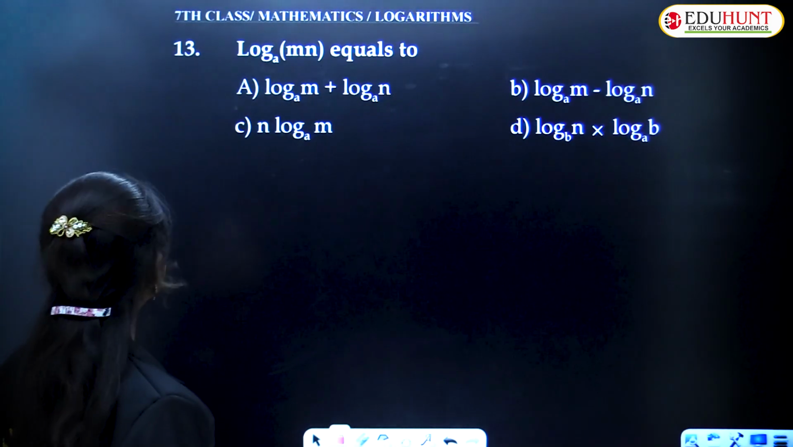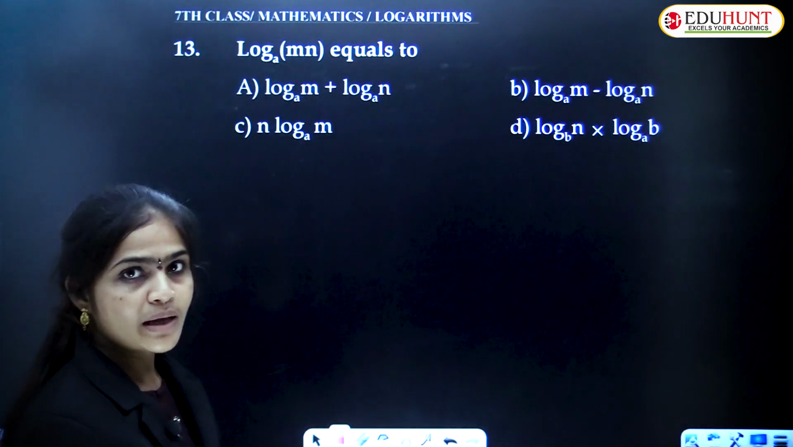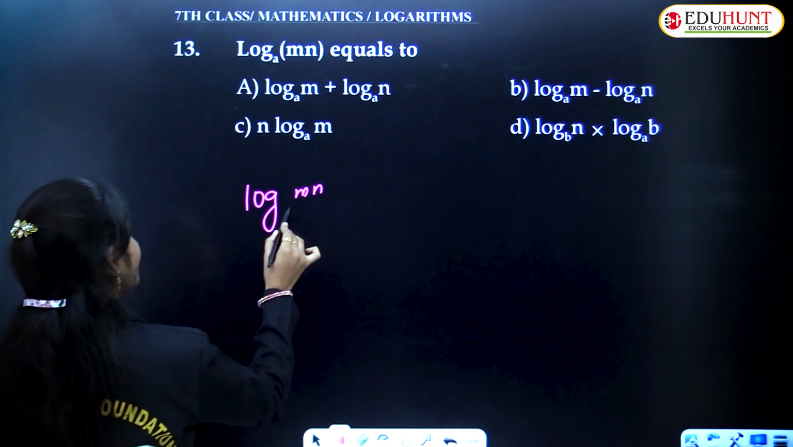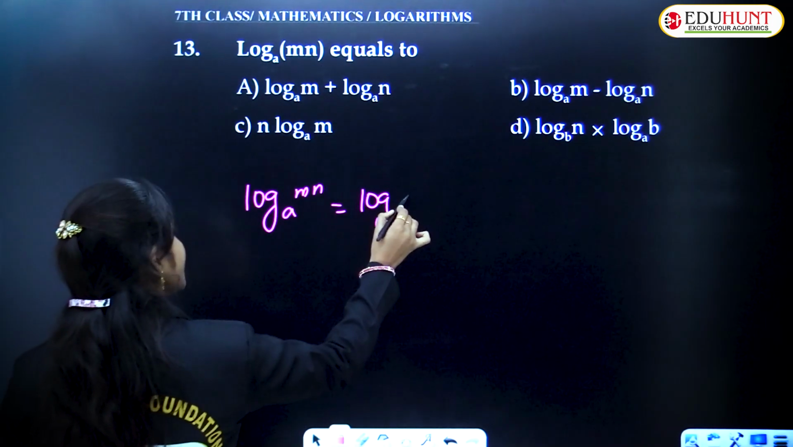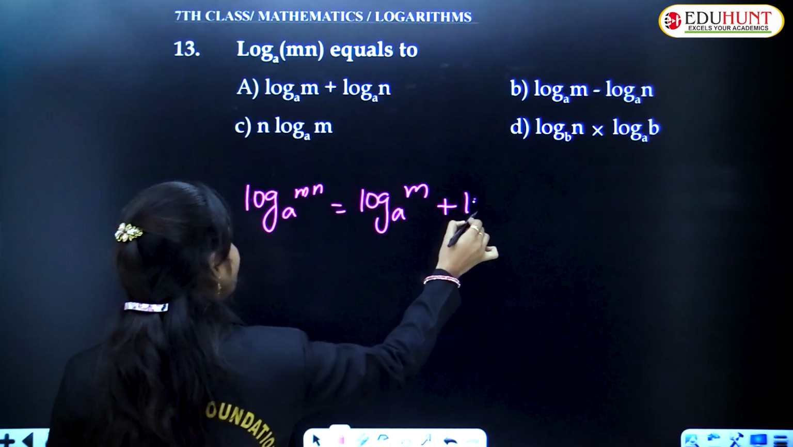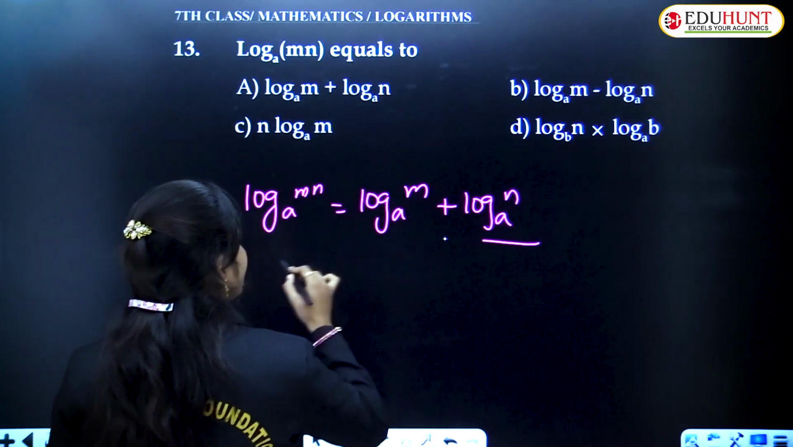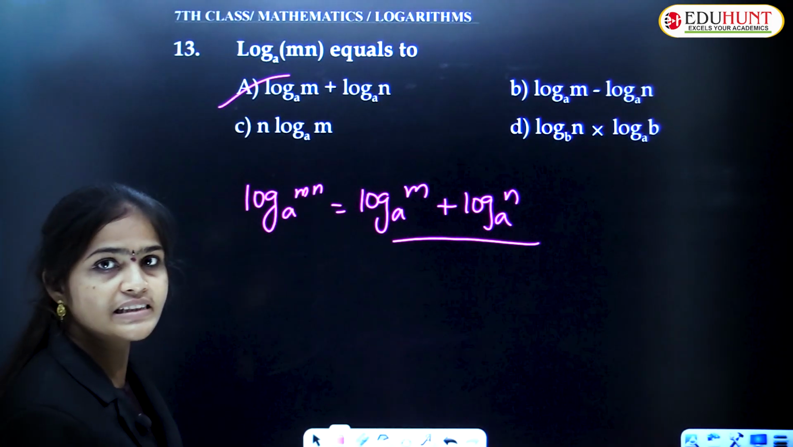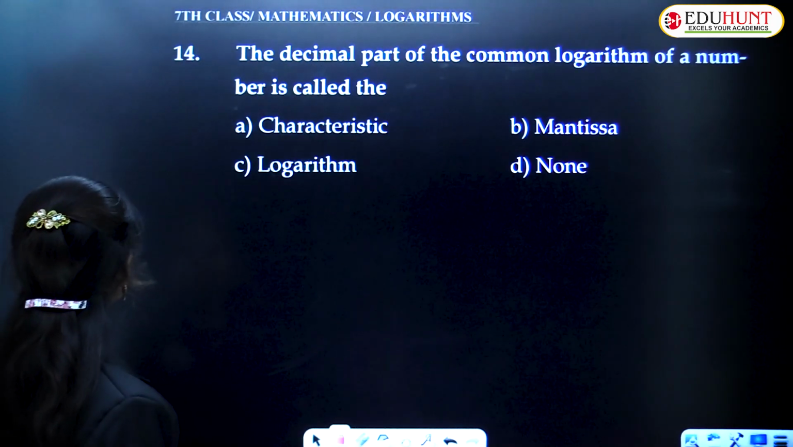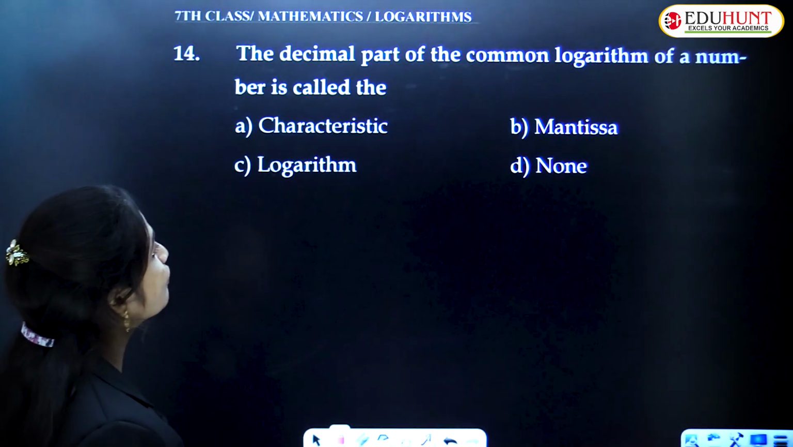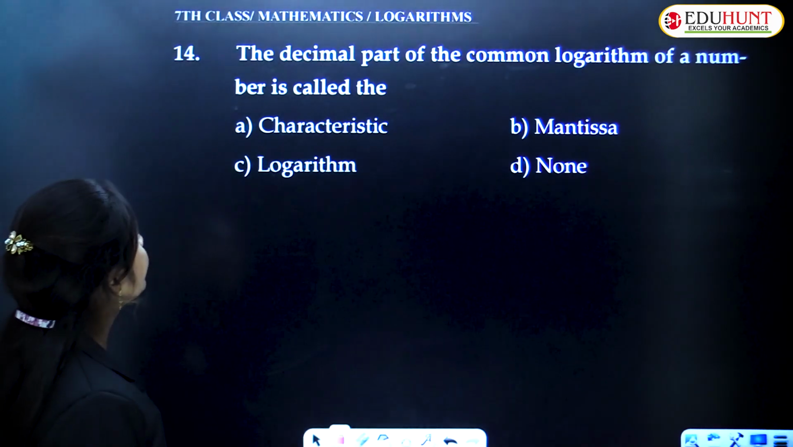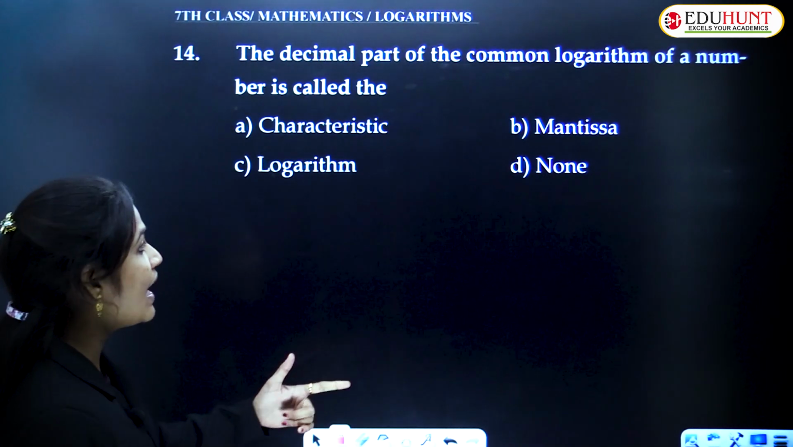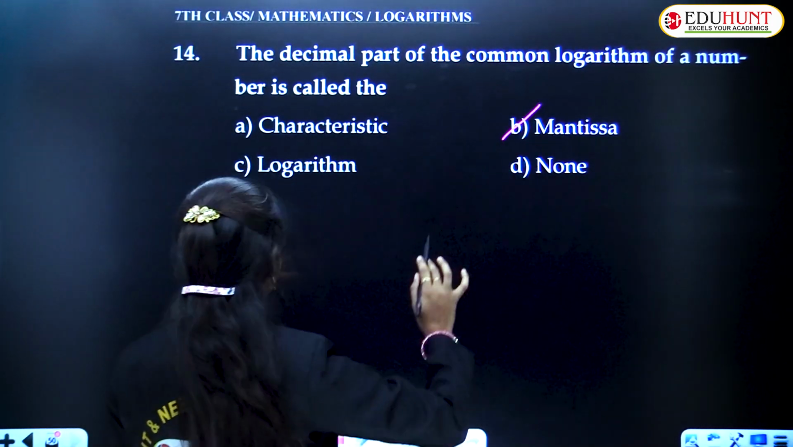And the next one is log mn to the base a equals to. So what is the formula here? Direct formula, mn to the base a. A product is there, so log m to the base a plus log n to the base a. So which option is correct? Yes, option A is correct. Next, the decimal part of the common logarithm of a number is called what? The integral part is called the characteristic and the decimal part is called the mantissa.